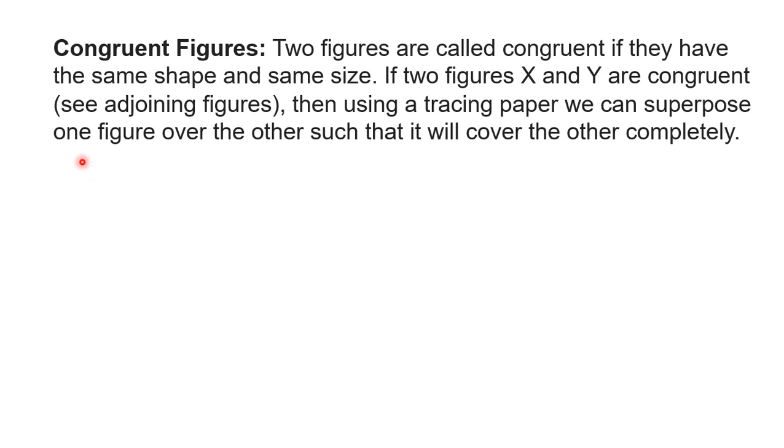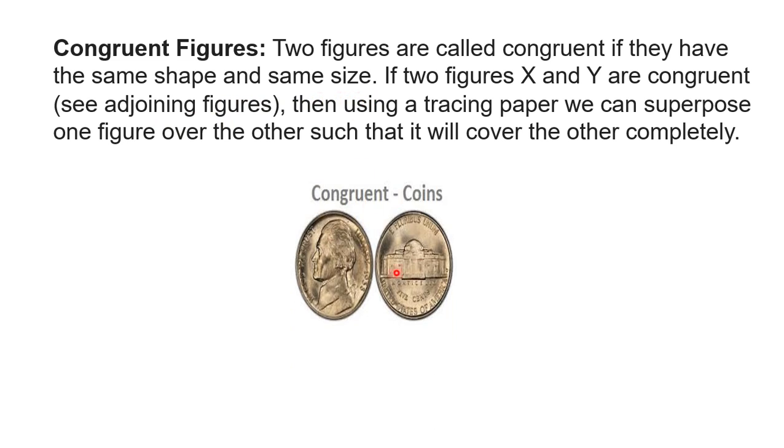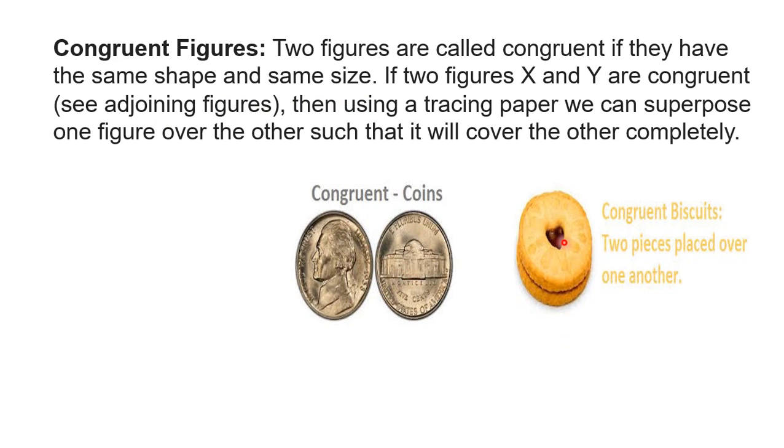Now as this concept, we have also studied the congruent figure. What is the meaning? Two figures are known as congruent if they have the same shape and the same size. For example, two coins are congruent. Two pieces of biscuits, when we place one on another, will cover each other completely.